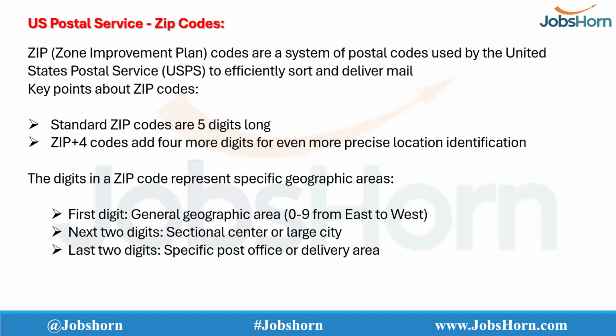Here, the first digit goes for the general geographic area, from east to west. We have zip codes from 0 to 9. The first digit is for the geographical area, the next two digits are for the sectional centers or larger cities, and the last two digits are for the post office or delivery area.